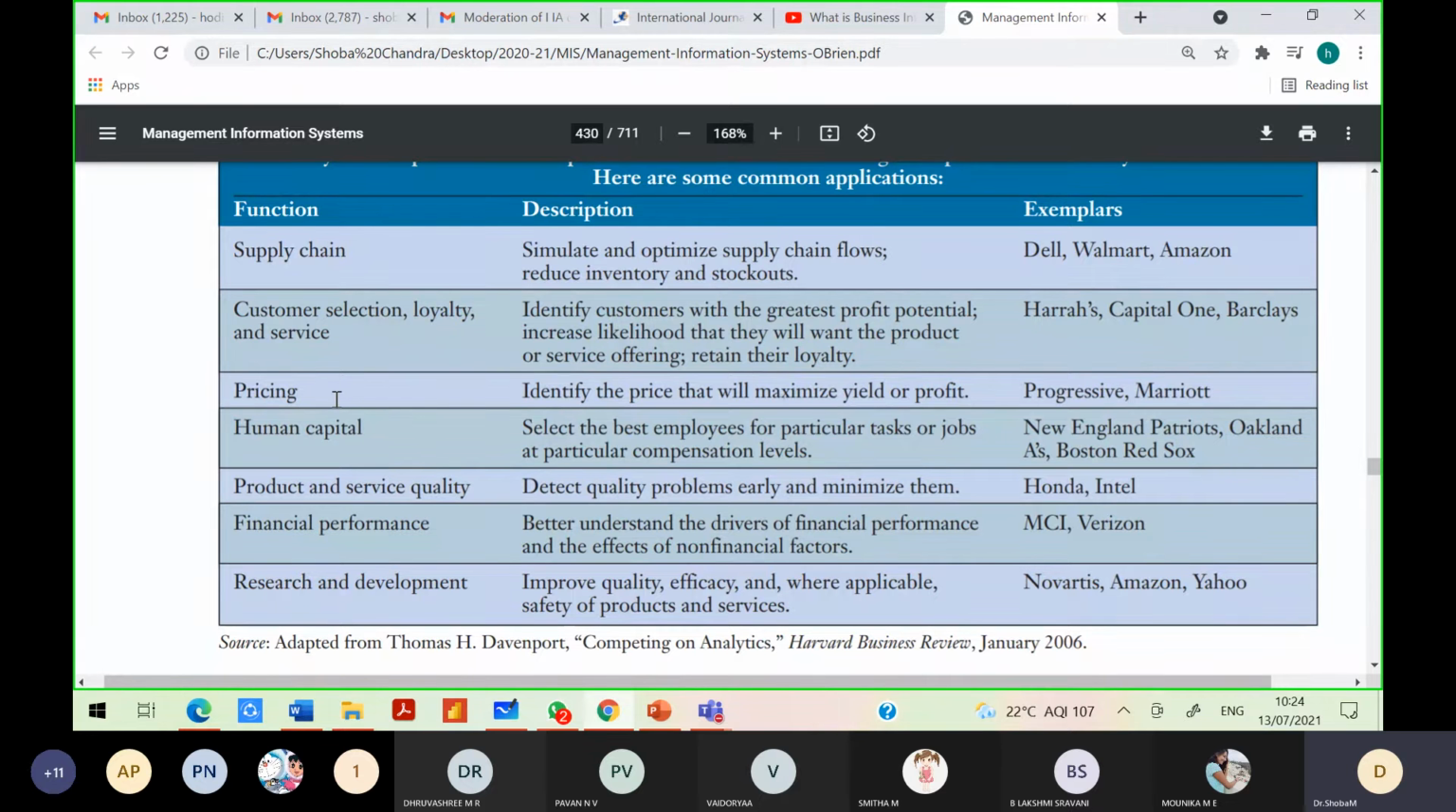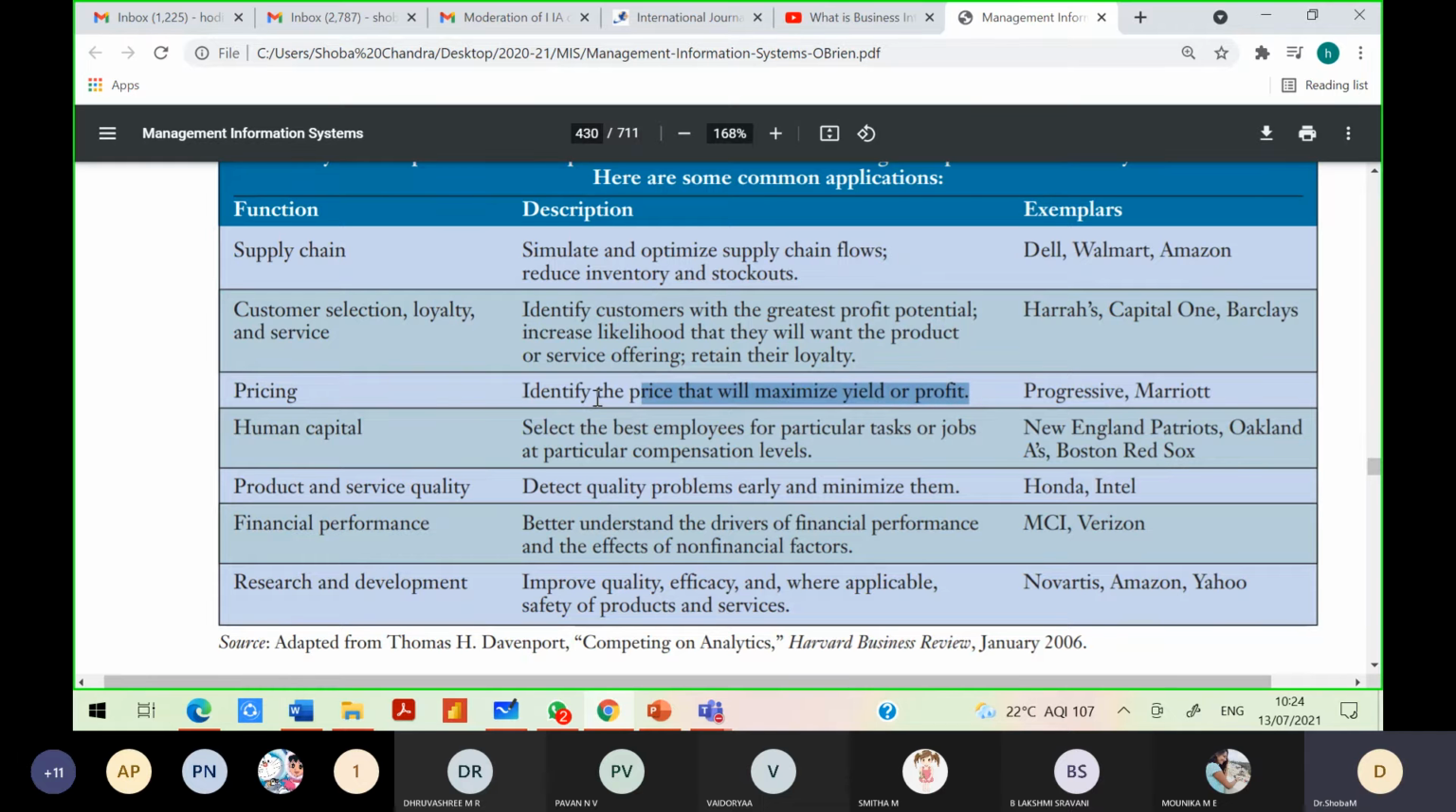Next, pricing is also one of the important functionalities here. So identify the price that will maximize the yield or profit. It is not that you have to quote the maximum price, because if you quote the maximum price, then there is a high probability of losing your potential customers, right?